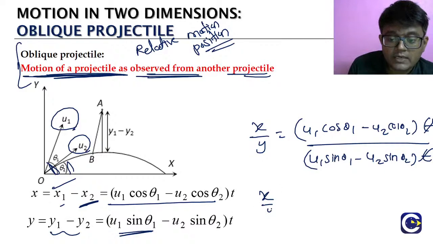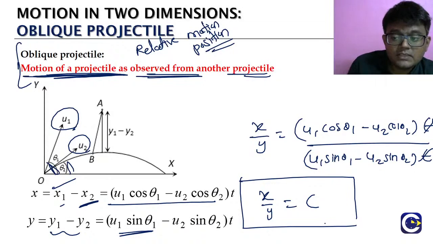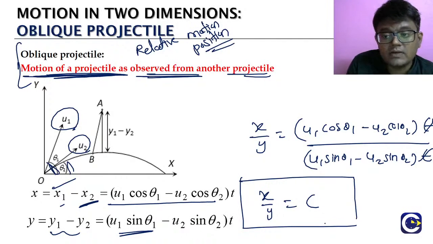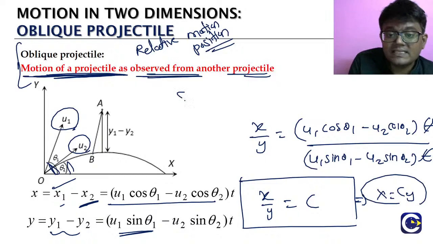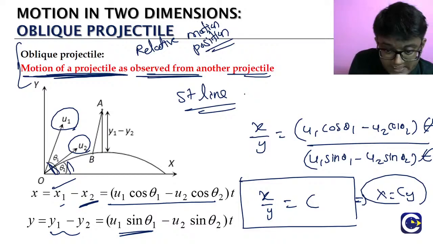இப்போ என்னது? This is like what? x by y is equal to like a constant c. பாருங்க, what is it? x by y is equal to what? எல்லா constant தானா? t cancel ஆயிடுச்சு. Numeratorல we have u1 cos theta 1 minus u2 cos theta 2. Denominatorல u1 sin theta 1 minus u2 sin theta 2. So this is like what? x by y is equal to constant, which means what? It's like x is equal to some constant into y. What is this? This represents a straight line dana. If you have y is equal to constant into x, and x is equal to constant into y, what is it representing? It is representing a straight line.